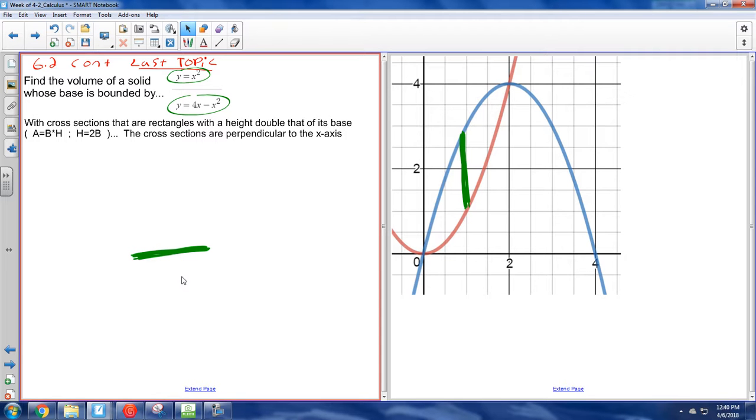Does everybody see that? What did we say about this thing? We said they're rectangles, right? Rectangles with a height double that of its base. So my first question is, how long is this green line, this green inchworm line? How do you find the length of that green segment?